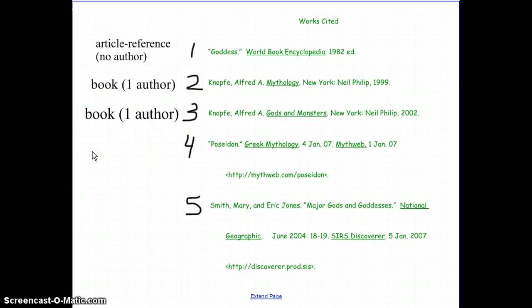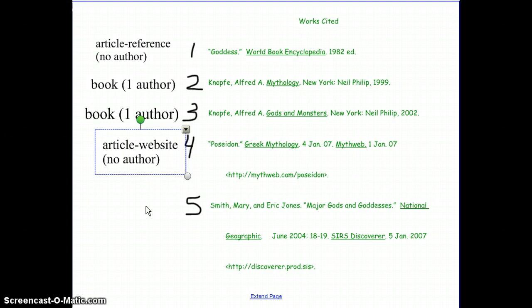All right, next one, Poseidon, Greek Mythology, 4Jan07, MythWeb, www.mythweb.com. What do you think this one is? What do you think, Tyler? It's an actual website, an article on a website. Very good. And what do we know about this article from a website, Jake? No author. And again, that's very common because a lot of people usually go into creating the information for a website.